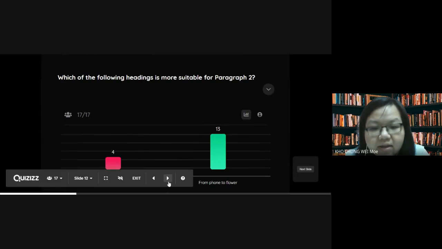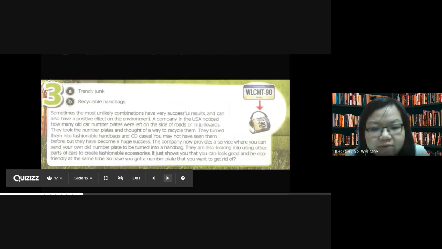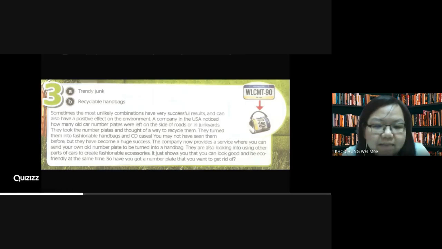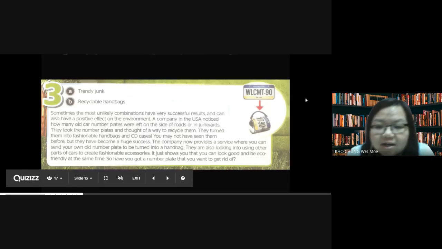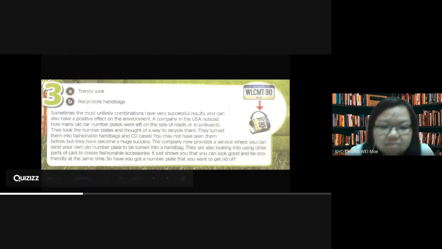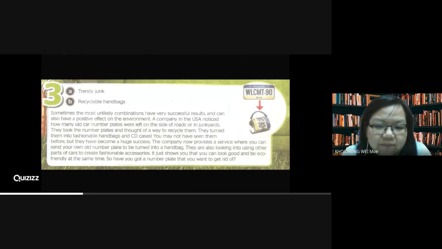Okay, let's move on to paragraph 3. Trendy junk or recyclable handbags? Okay, you can go through the text. All right, the picture shows a car number plate with an arrow and it turns into a handbag. So even from the picture itself, I think you can guess which title is more suitable already. Is it trendy junk or is it recyclable handbags?